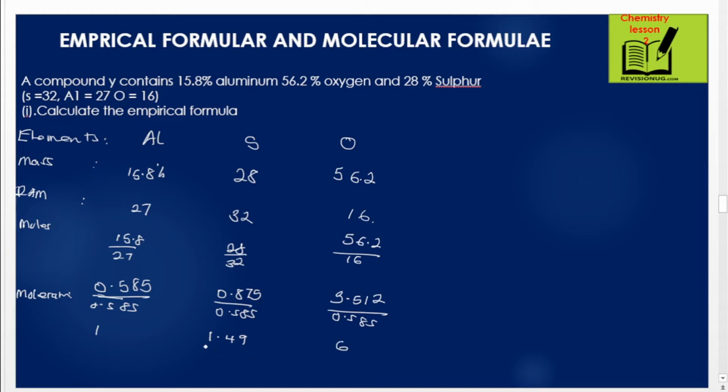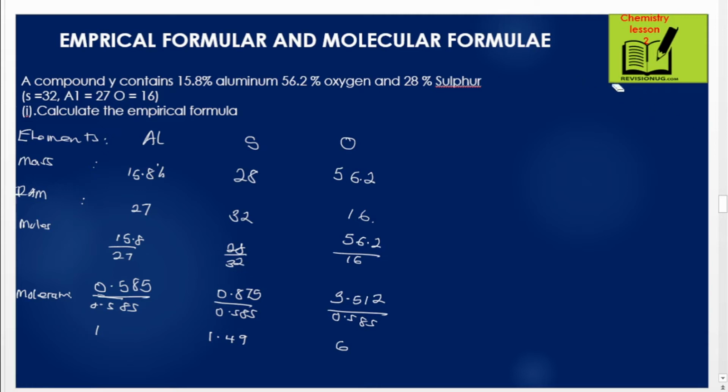Now when you look at this number, my dear learner, if you get a number like this, don't round off to make it as 1. No, here we are going to use what we call vapor density. We are going to multiply by 2 until we get a whole number.